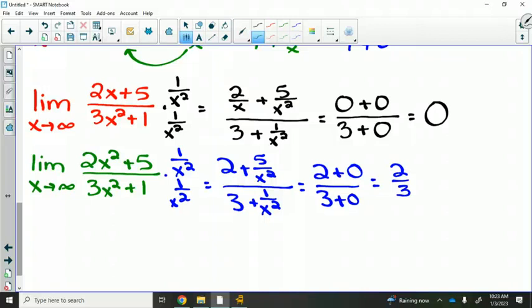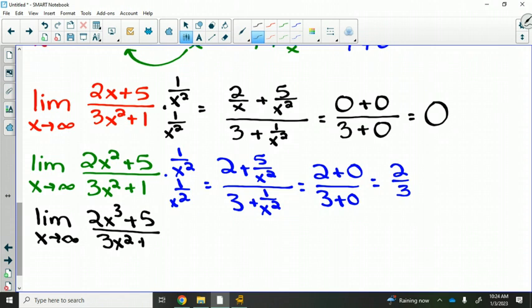All right, last special type. The limit as x approaches infinity, tweak it just a little bit, of 2x cubed plus 5 over 3x squared plus 1. Highest degree overall? 3 now. So now because 3 is our highest degree, we're going to multiply the top and the bottom by 1 over x cubed.